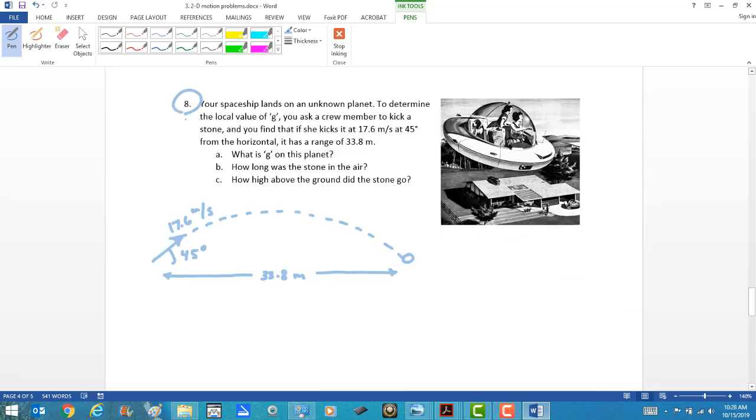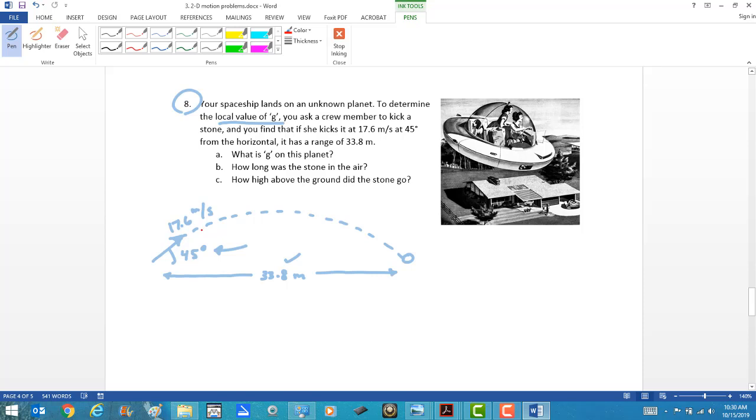So here you're on an unknown planet and you're trying to figure out the local value of g. What is the acceleration of gravity on that planet? So a crew member kicks a stone at a 45-degree angle from the ground at a speed of 17.6 meters per second, which some way you're able to measure, and the stone lands 33.8 meters away. Step 1, develop a strategy to attack the problem.